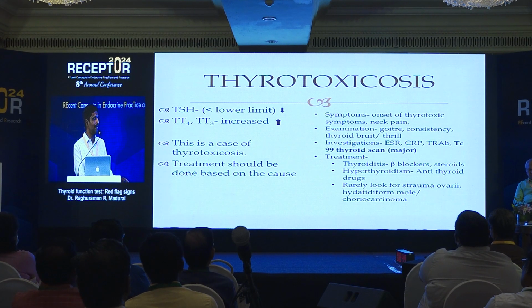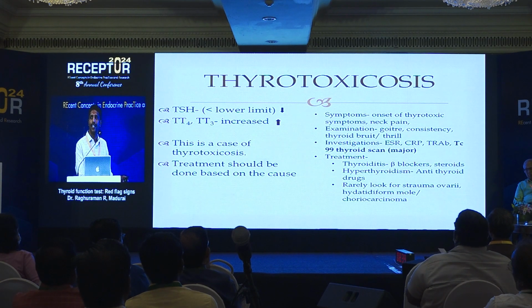The major investigation which should be done to rule out thyroiditis and hyperthyroidism is the thyroid technetium 99 radionuclide scan, where there will be decreased uptake in thyroiditis, whereas increased uptake in hyperthyroidism. ESR and CRP will be elevated in subacute thyroiditis, and TRAb will be elevated in Graves' disease. These are all other investigations.